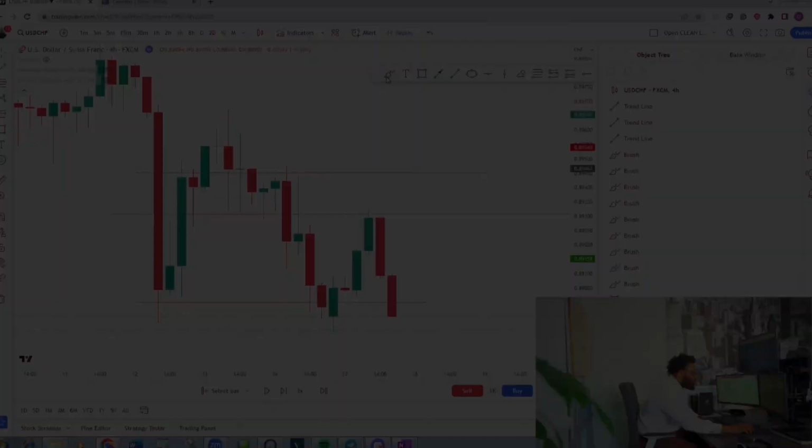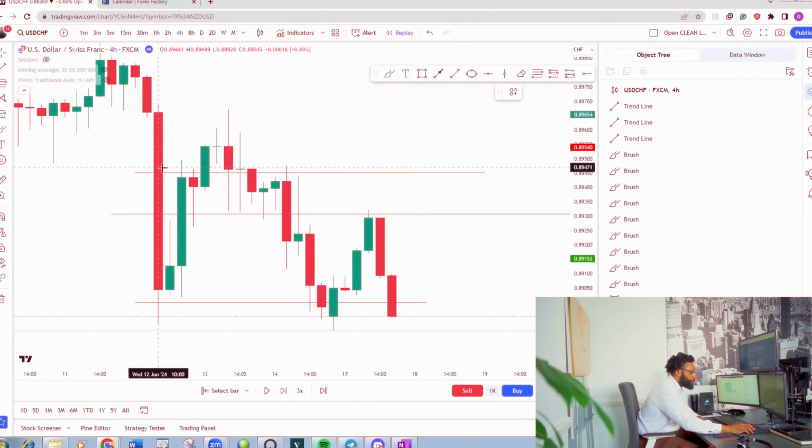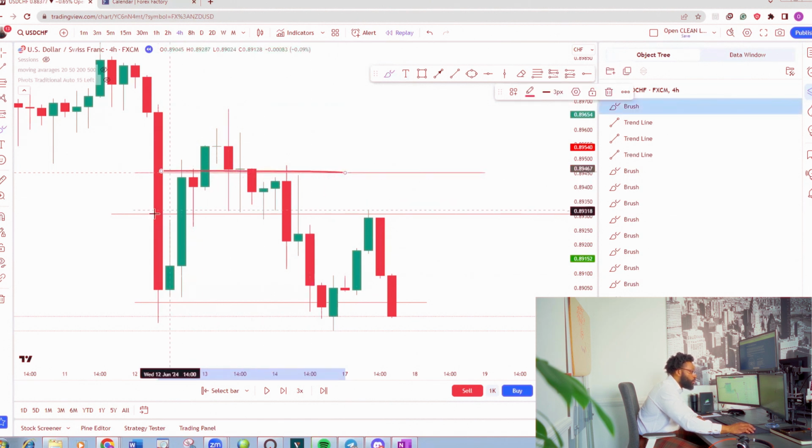So here we go. We're going to break it all down again, and we're going to start on the 4 hour this time. This is the higher time frame that we're looking at. And as you can easily see, guys, once again, we've got the range. We've got the range that we're always looking for.